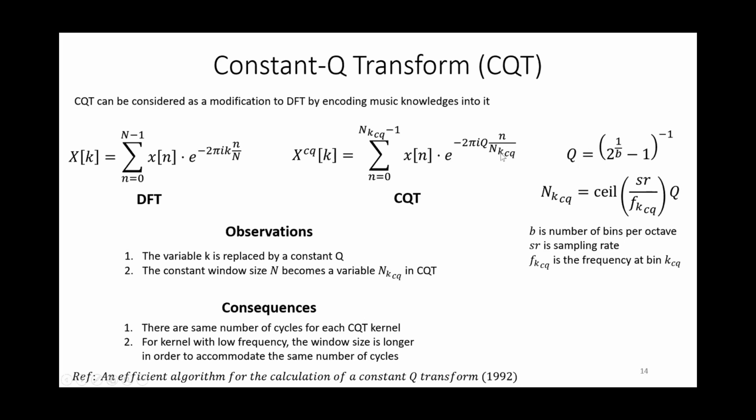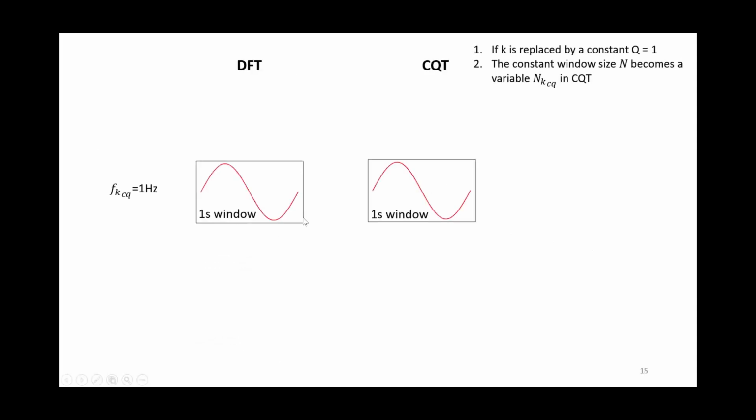Another difference is the window length for each of the kernels. In the original DFT, there is a fixed window length N. But for CQT, the window length is a variable, and the window length is calculated by this equation. It is difficult to observe what's going on from just the equation, so let's plot it out.